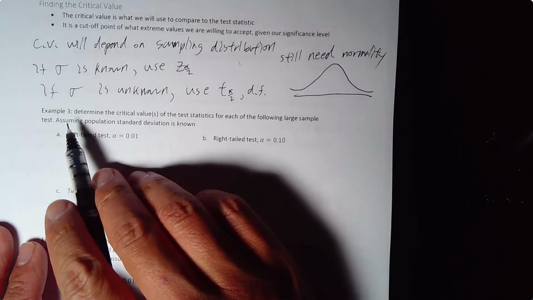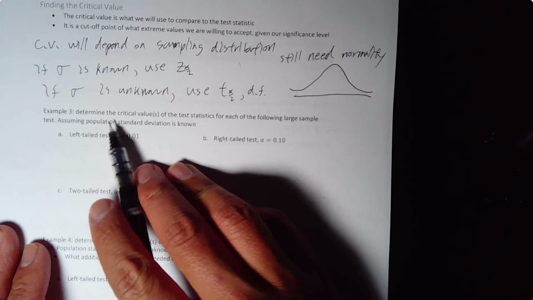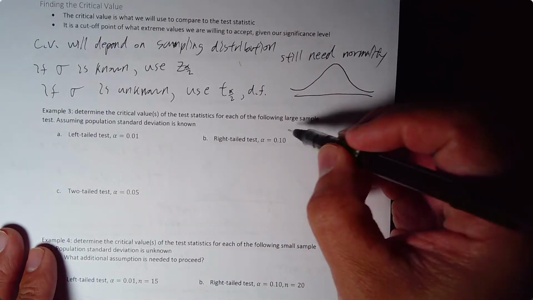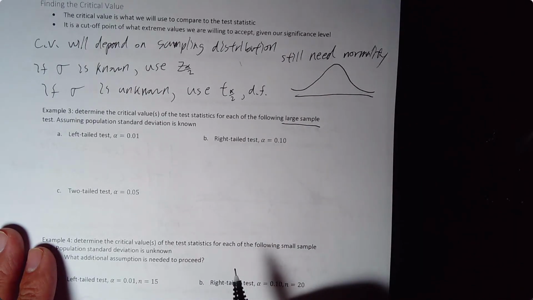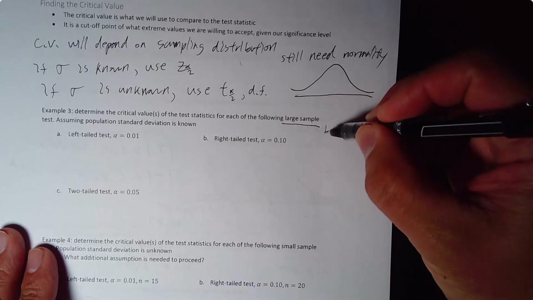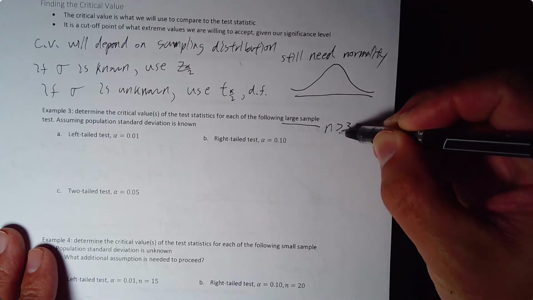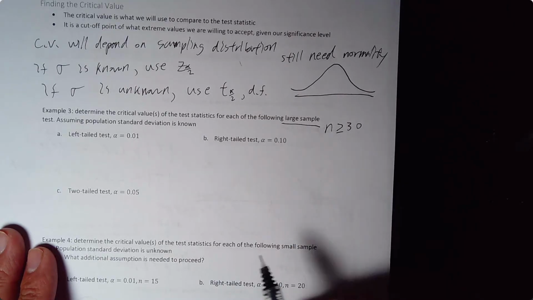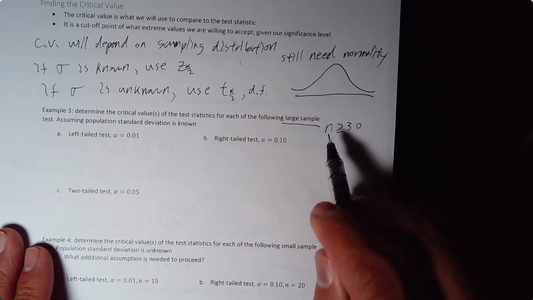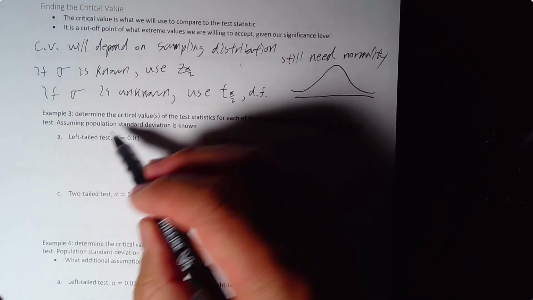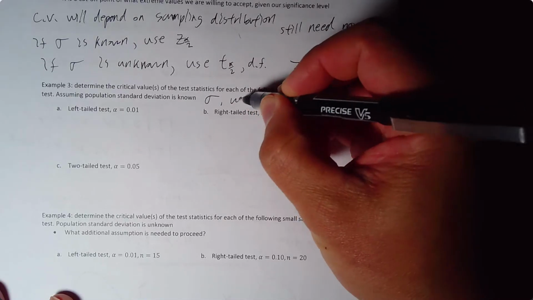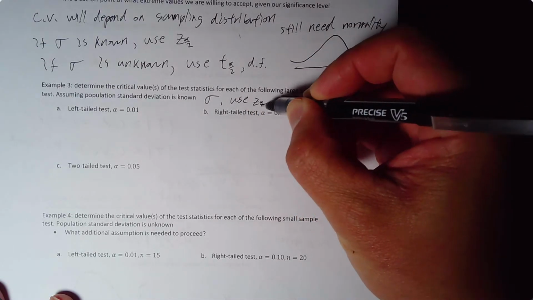Let's try this example. We'll determine the critical value of the test statistic for each of the following large sample tests. Now, large sample is the key word. That means my n is greater than 30. We just take that as an assumption. Whenever the problem says large sample, we have a large enough sample size. And the sigma is known. Good, so we have sigma here. That means we use the z distribution. We have normality, so we can proceed with the test.